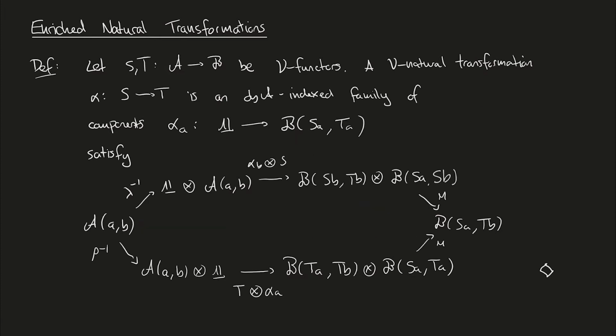Before moving on to an example, let's observe that based on these components alpha A we're given, we can actually compose two natural transformations if their codomain and domain are compatible. So suppose we have a V natural transformation between functors S and T, and another one, beta, between T and U. Now we're curious about what the component of the composite natural transformation at some element A should be. And this is given by the following composite of maps.